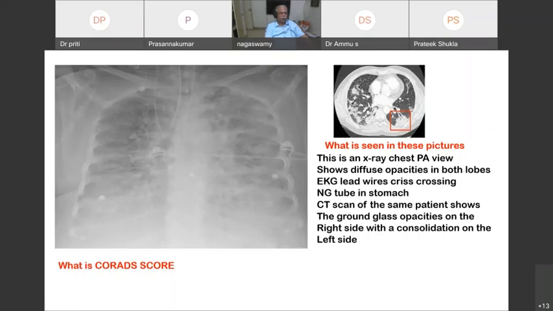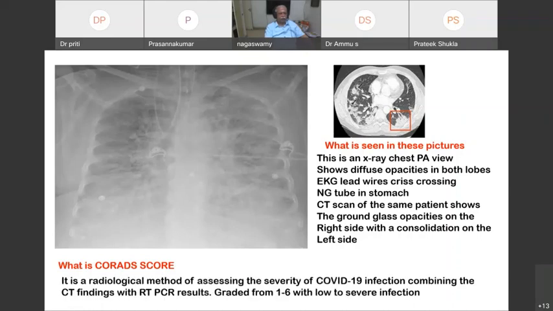What is the CO-RADS score? Radiology score, CO-RADS score. Okay. It's a radiological method of assessing. Forgotten, no? Number of cases of COVID has come down, so you have forgotten what happened last year. The severity of COVID-19 infection combined the CT findings with the RT-PCR results. That is called the CO-RADS score. It's graded from 1 to 6 with low to severe infection.